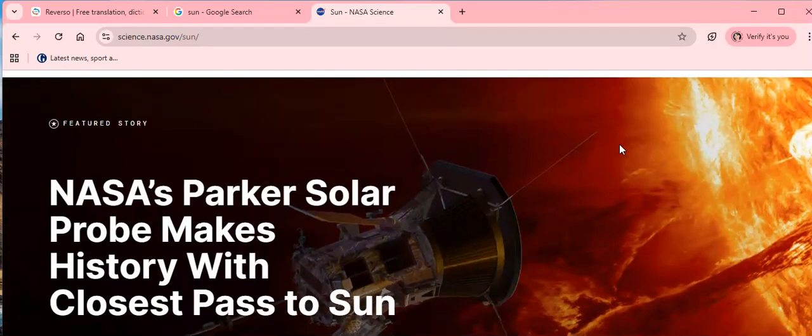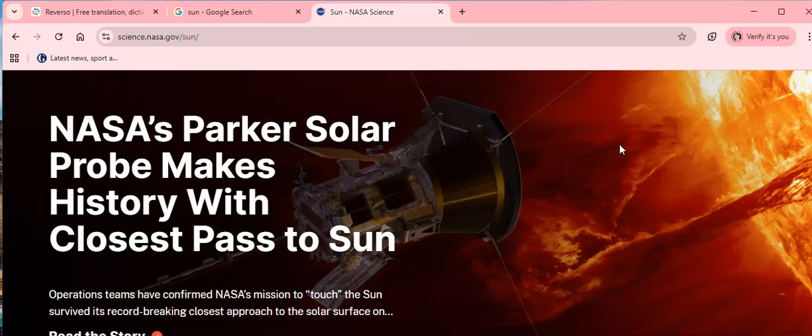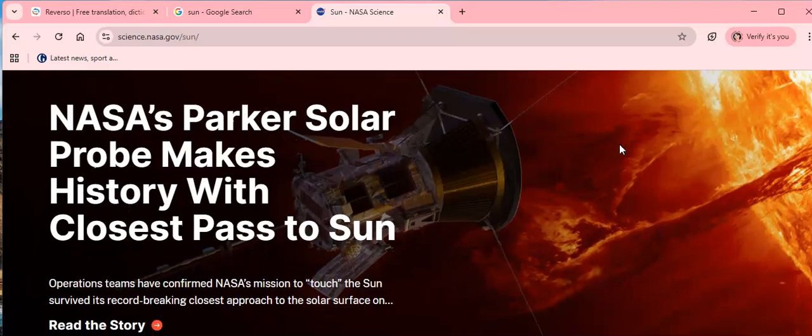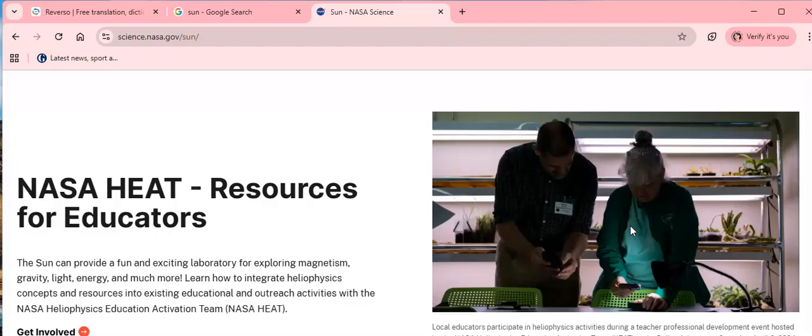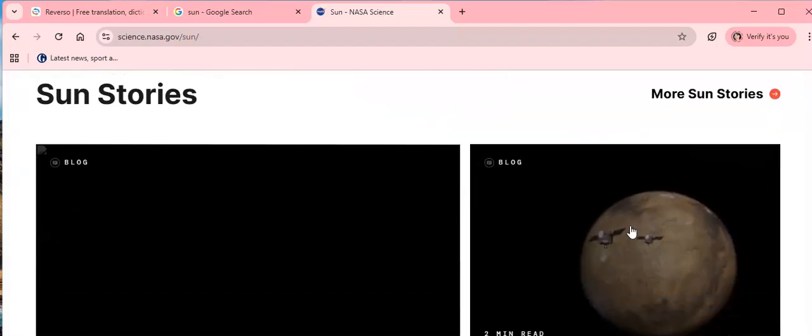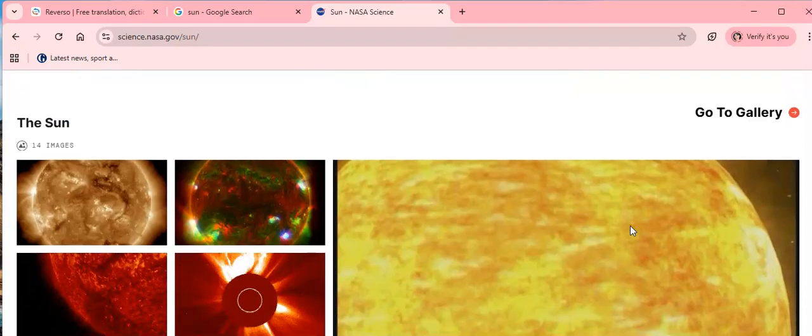Okay, there's a section here on pop culture. NASA's Parker Solar Probe makes history with its closest pass to the sun. Of course, you can't land a probe, let alone a spaceship, on the sun. You'd burn. It would burn. There's too much heat. An incredible amount of heat. Oh, look at this. And if we go further down, sun stories, and there is a kids section.